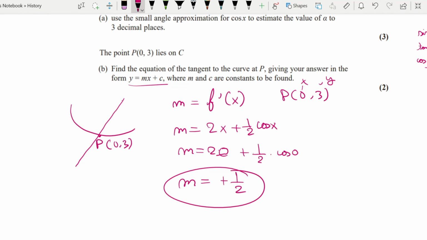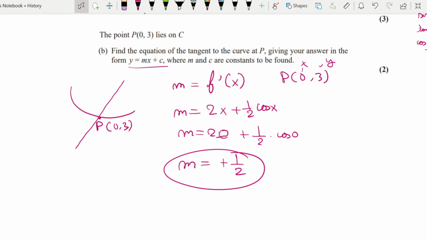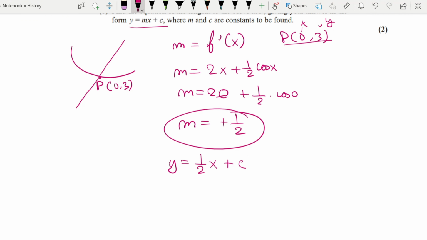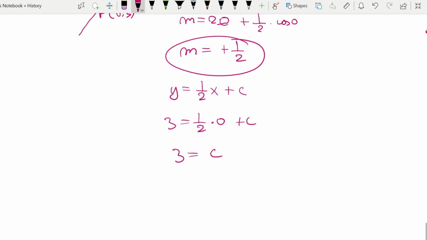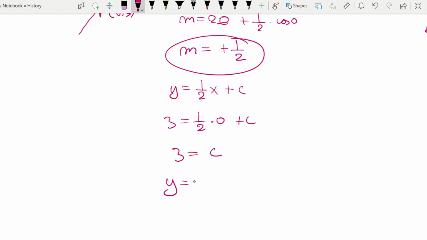So that's our slope. And to get our c, again, we can use the coordinates. So now our equation looks something like this: y equals 1 by 2 x plus c. Now let's use these coordinates here, and we're going to get 3 equals 1 by 2 times 0 plus c. So 3 is just going to be c. So our final equation would be y equals 1 by 2 x plus 3, and that's going to be our final answer.